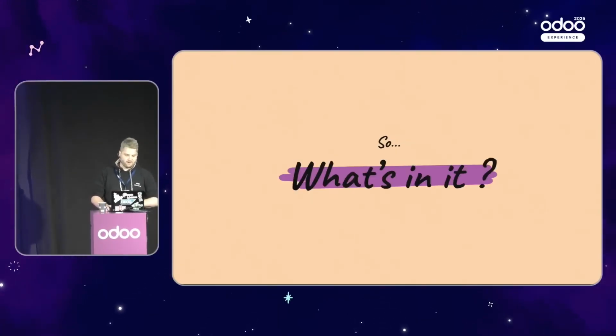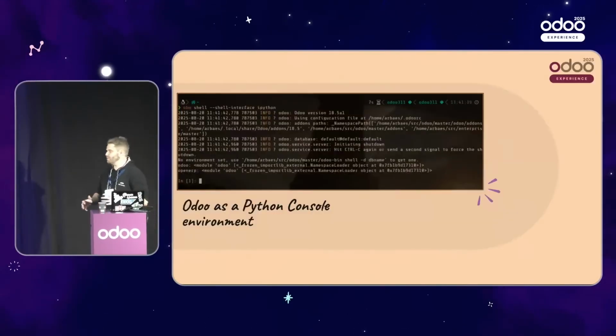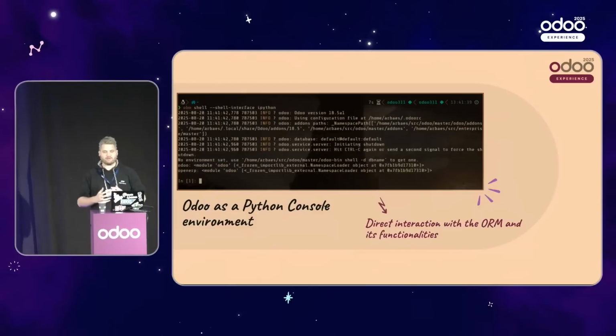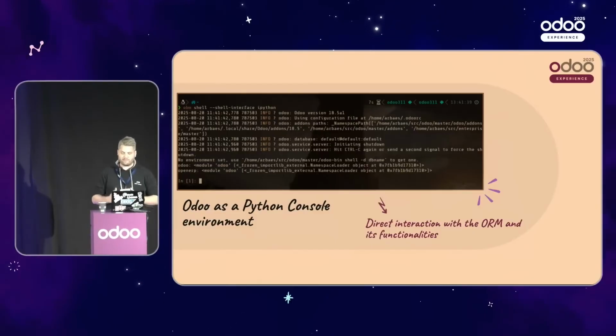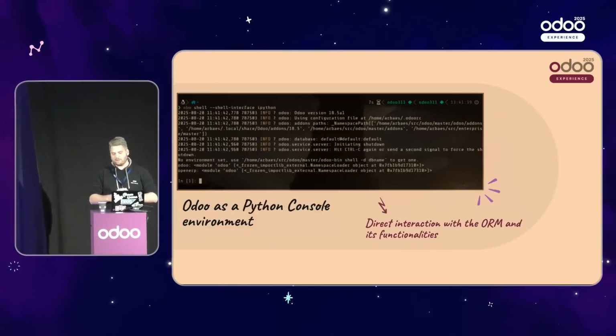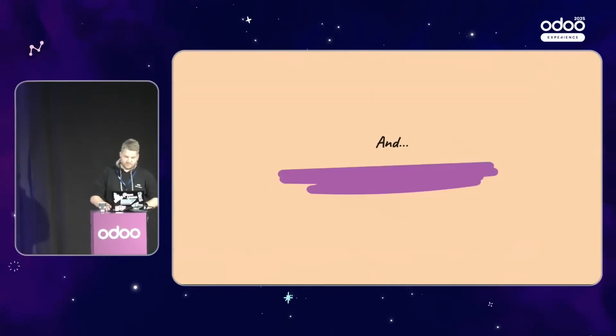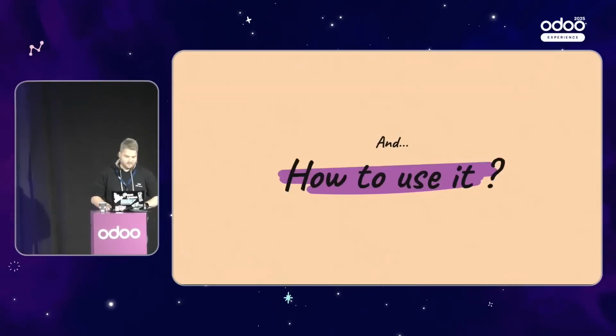What's in it? Well, the Odoo Shell is simply a Python console environment loaded with Odoo. So that means you can have direct interaction with the ORM, and all of its subsequent functionalities. So that sounds nice and all, of course, but now, how to use it?